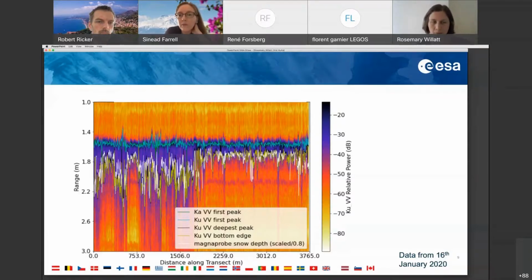What I've done with the MagnaProbe data is I've just scaled them by dividing them by 0.8, and that's to account for the reduced radar velocity in snow, which of course is a really important thing to account for because the radar travels more slowly than in free space.